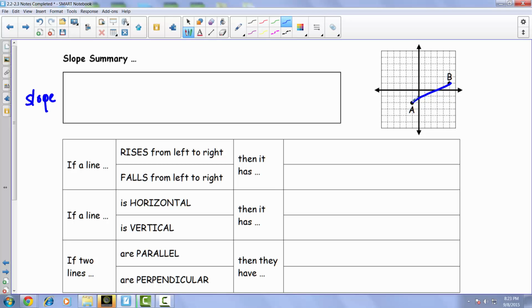Well, as we can see, to get from A to B we ended up rising a certain set of y values. Likewise, we also ran a certain set of x values. In other words, this was the change in y over our change in x. How much did those x's change by? How much did those y's change by? So for slope, we again know that it's the change in y over change in x, or our rise over our run.